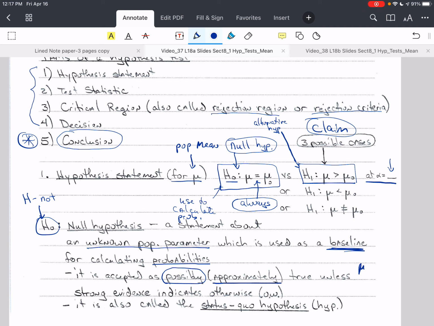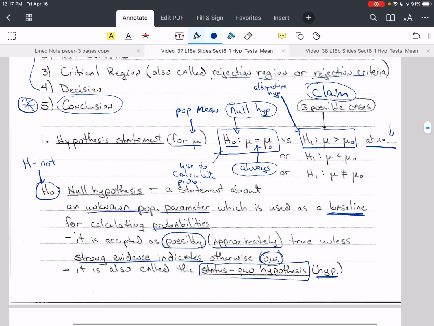In other words, mu is approximately equal to mu naught. It's close to that value. You could say that, but more accurately, it is to say that mu could be mu naught. Mu could be equal to that value mu naught, okay? And we're going to say that H naught, the null hypothesis, is possibly or approximately true unless we have some strong evidence to say that it's not, okay? And my abbreviation for otherwise, in case you don't know, is OW, or zero, OW, not 0. So this, again, the null hypothesis is also called the status quo hypothesis. And again, my abbreviation for hypothesis is HYP.